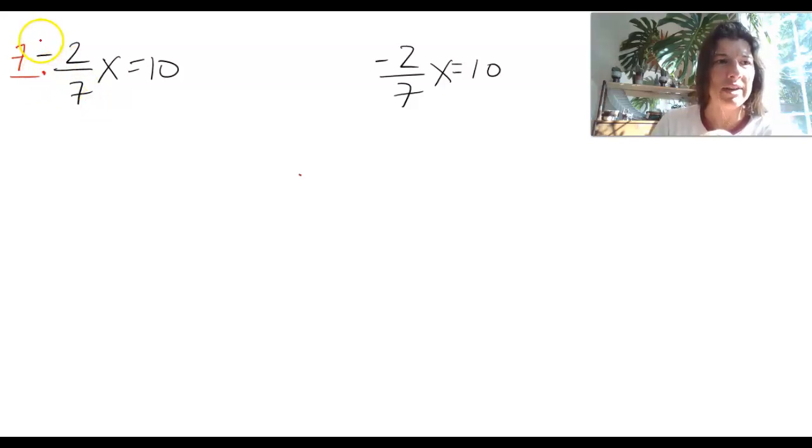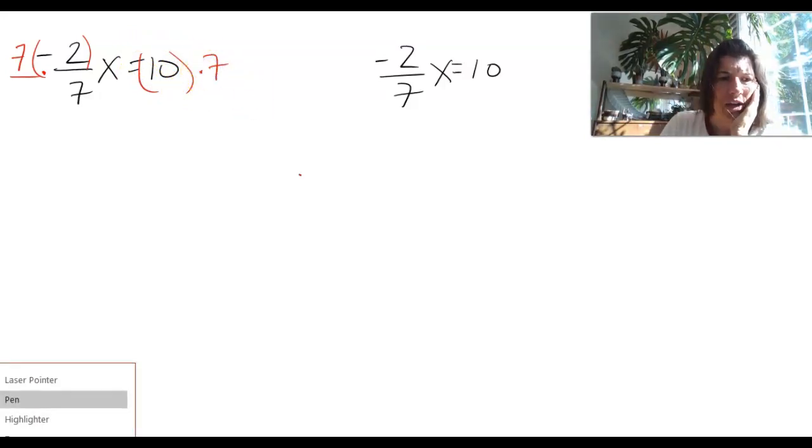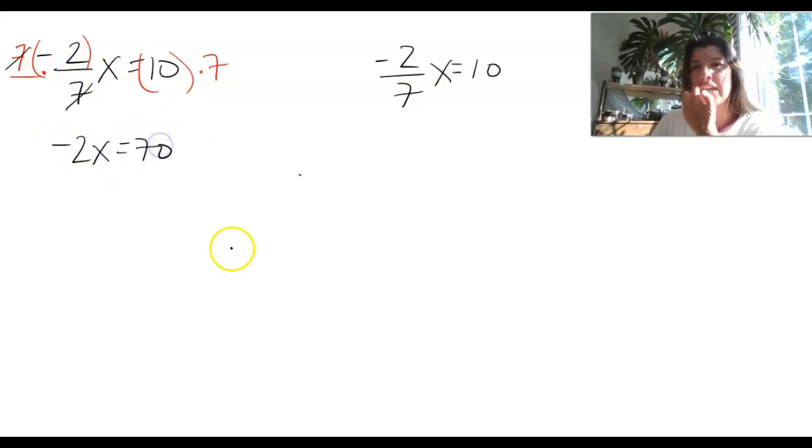Multiply that side by 7. Let's put that -2 in parentheses. And then multiply the right side by 7. And let's see what we get here. Let's simplify. Notice on the left side, these 7's cancel out. 7 divided by 7 goes away. We're left with -2x equals 70 on the right side.